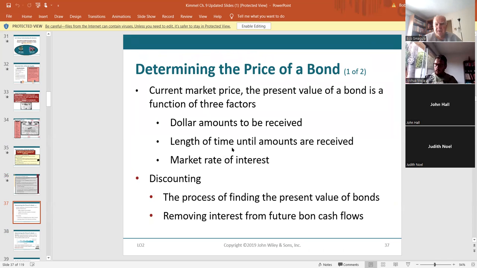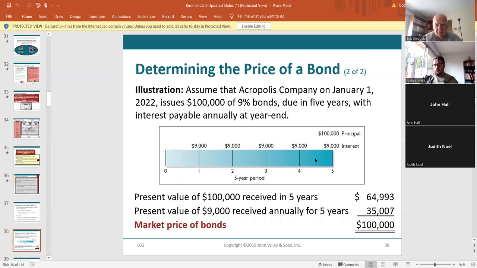Now, determining the price of a bond. The current market price, the present value of a bond, is a function of three factors: One, how much money are we borrowing? Two, what is the length of time until the amounts are received? And more importantly, most importantly, the market rate of interest, that effective rate. And we may have to pay a discount or get a premium depending on our interest rate as it compares to the market. So let's take a peek here.